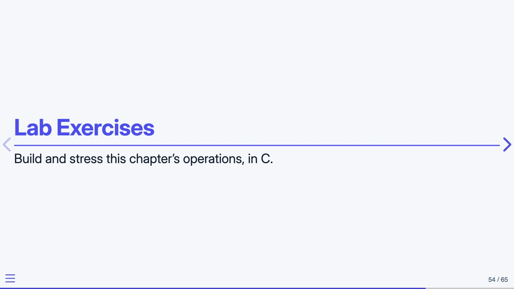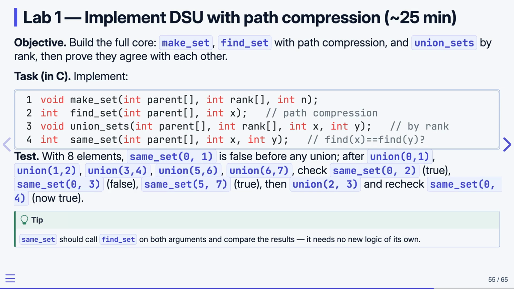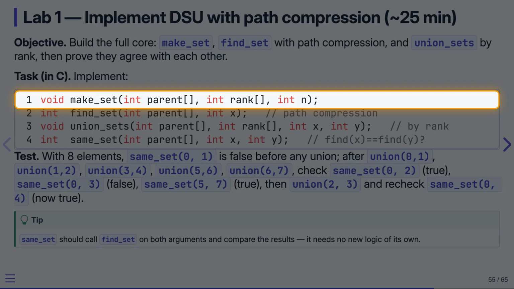Now it is your turn. Let's build and stress this chapter's operations in C. Time for Lab 1. Your objective is to build the full core of disjoint set union in C. Make set, find set with path compression, and union sets by rank. Then prove they all agree with each other. You will implement 4 functions.